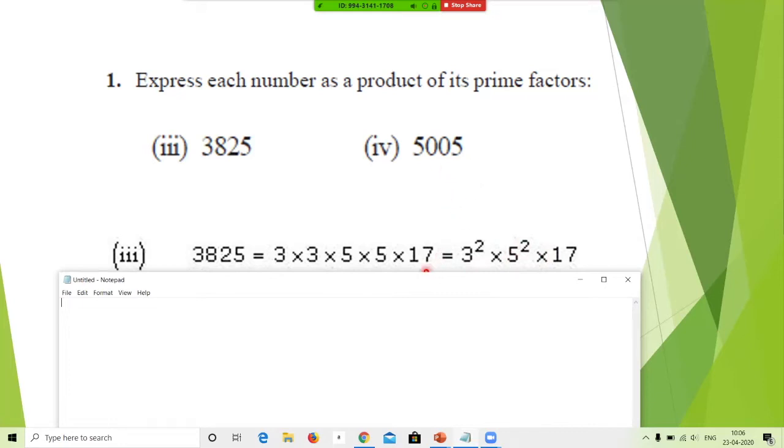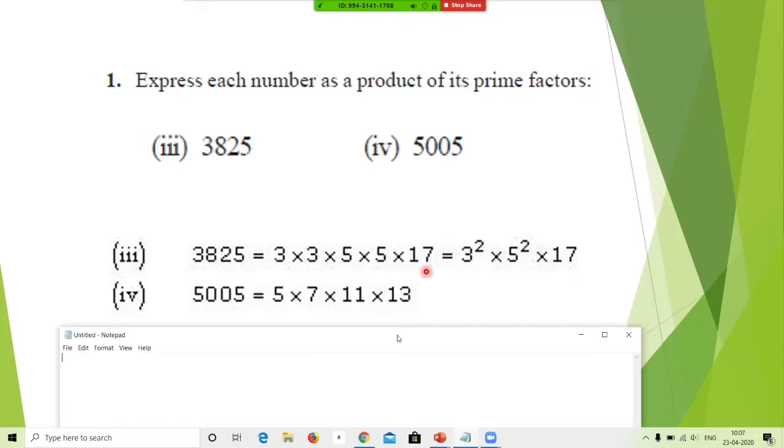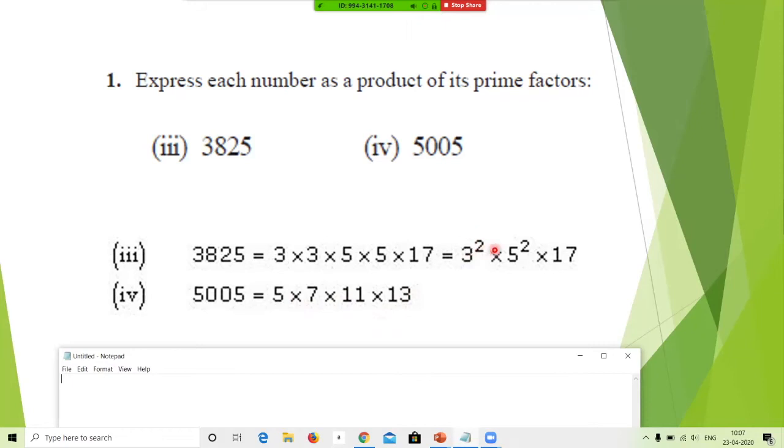5005. I'm done. Give me the answer. 5 into 7 into 11 into 13. Yes, ma'am. Perfect. Can you see all of them are prime numbers? And here also all of them are prime. Fine. Shall I proceed to the next one?